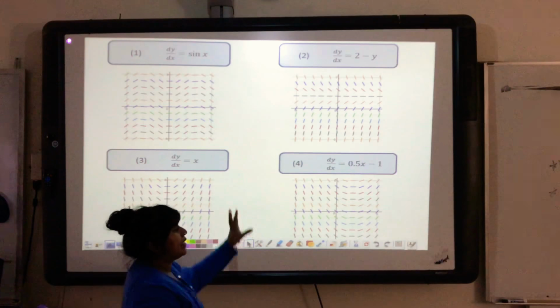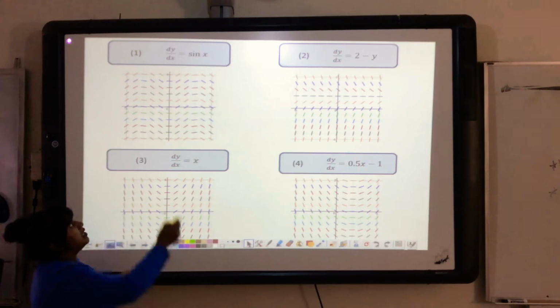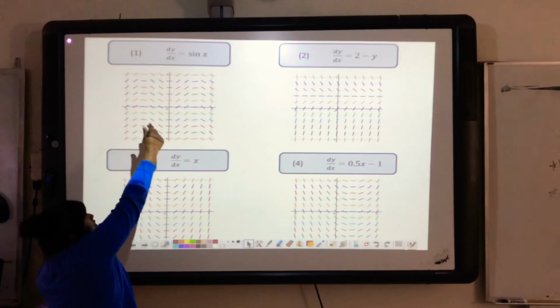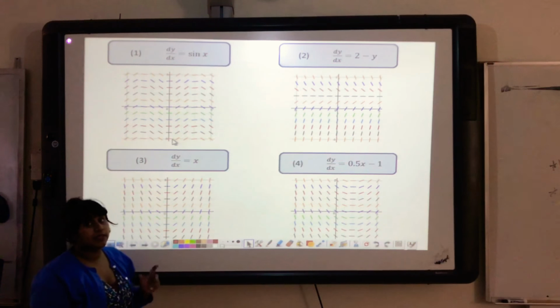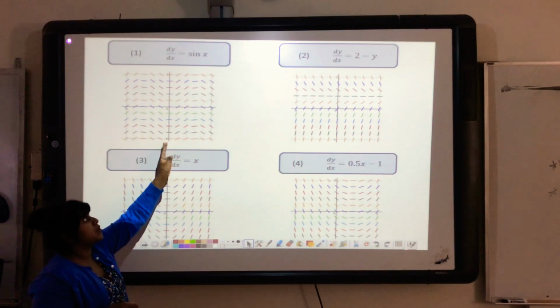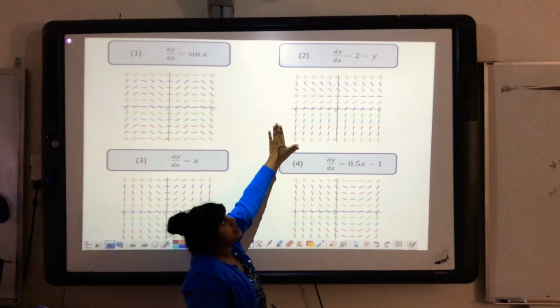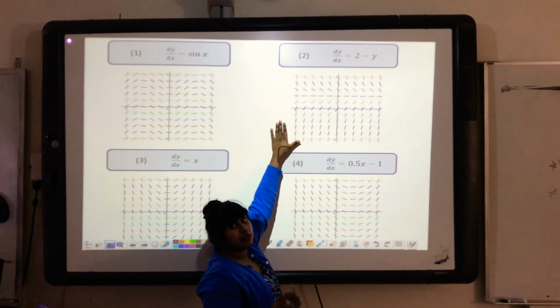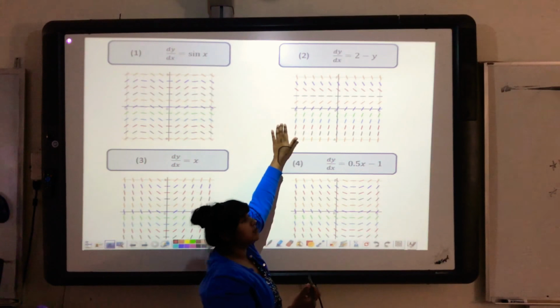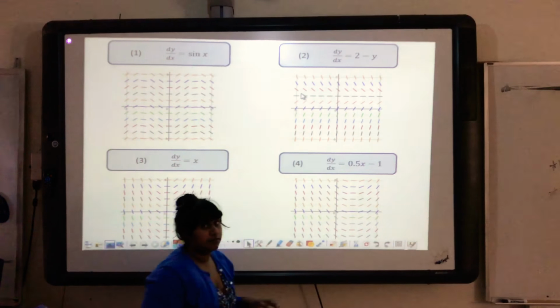Okay, I already had this, I forgot to animate this, so I'm sorry, so the answers are here, but again, the same thing. Sine x, so this looks like a sine curve, but if I wanted to double check, I look for my zeros. When x equals 0, sine of 0 is 0, so all along my y-axis should be slope of 0. Here, 2 minus y, so where would make my 0? 2 minus 2 equals 0, so y equals 2, I should have a slope of 0.